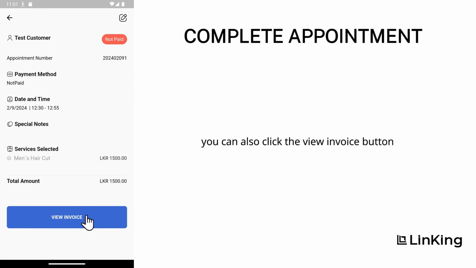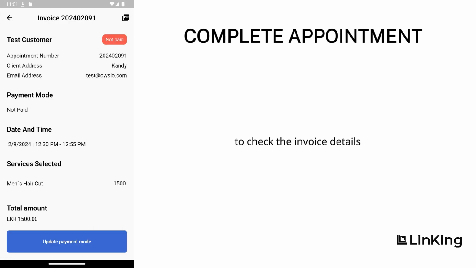You can also click the View Invoice button to check the invoice details. The invoice screen shows all details of the appointment, including customer name, appointment number, client address, email address, payment status, payment mode, date and time, services selected, and the total amount. To update the payment mode, click the Update Payment Mode button at the bottom.